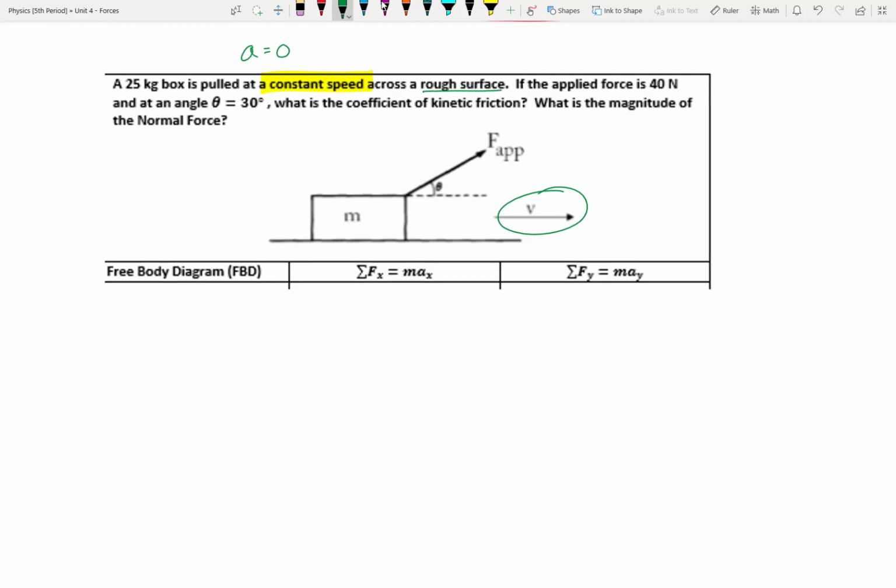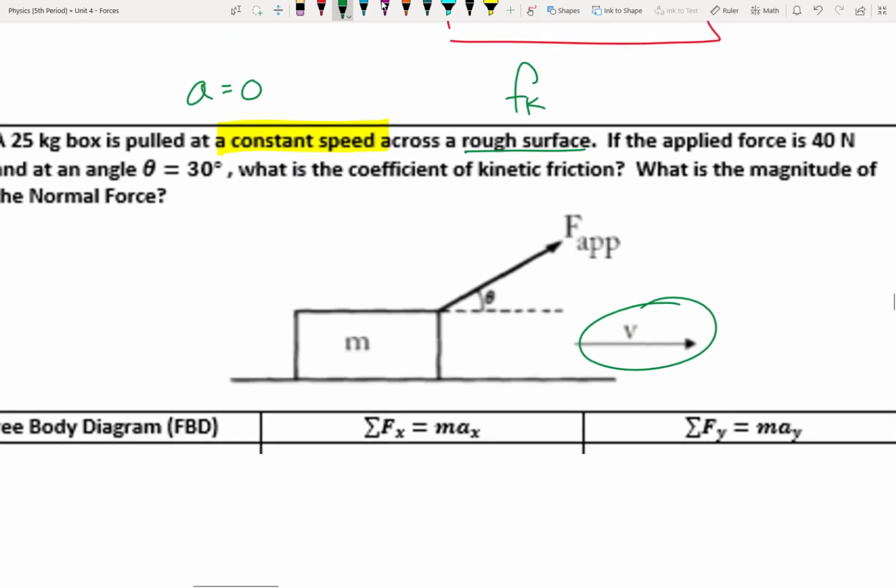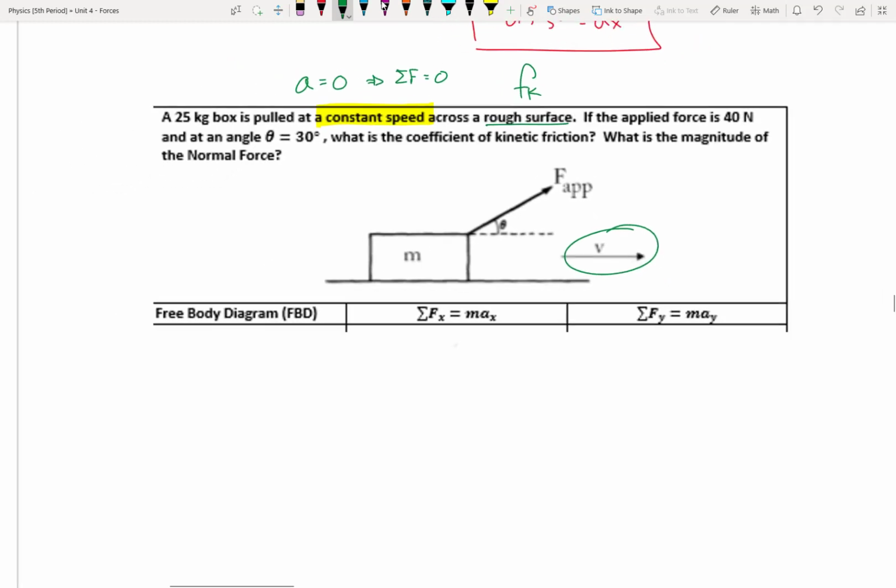Across a rough surface, that means we've got Fk, the frictional force. Mind you, also because the acceleration is 0, that means the net force is 0. All the forces must be balanced out. That's very important to see just from seeing the description of constant speed.